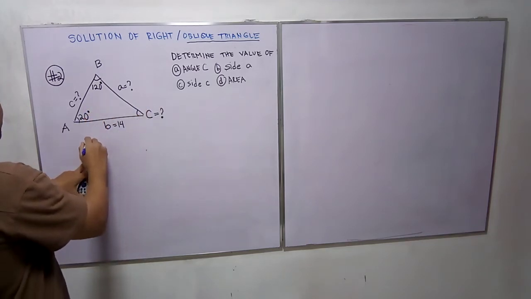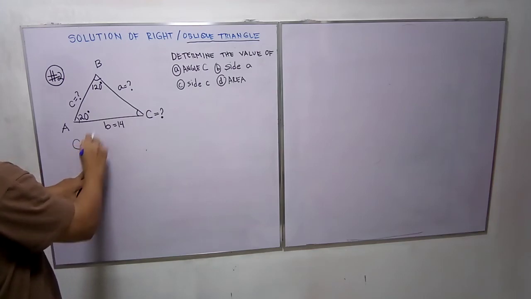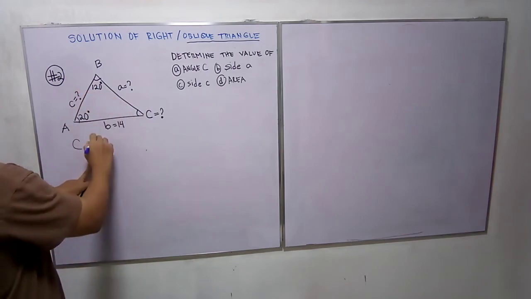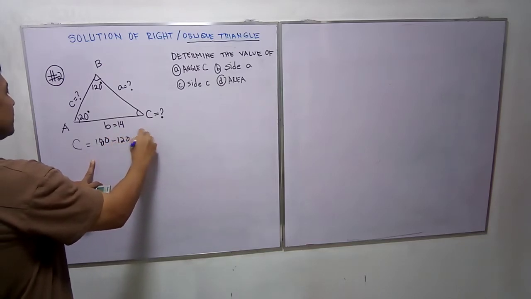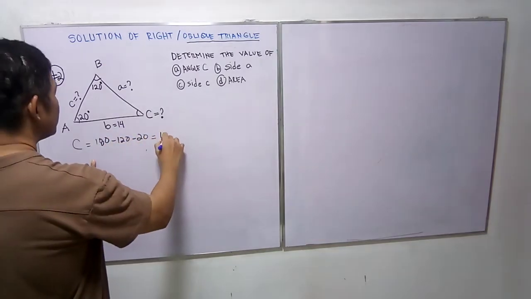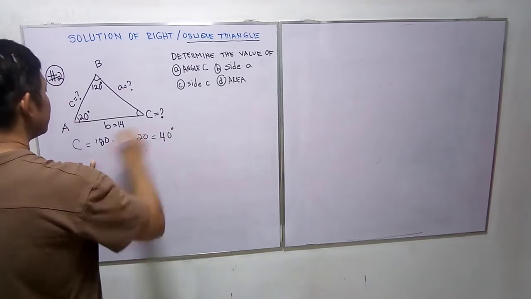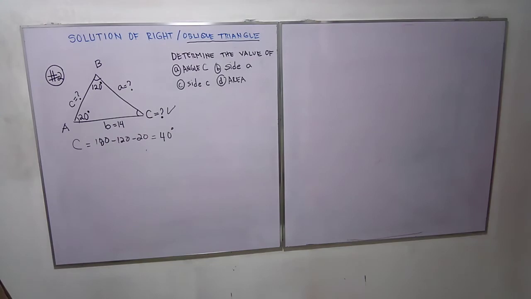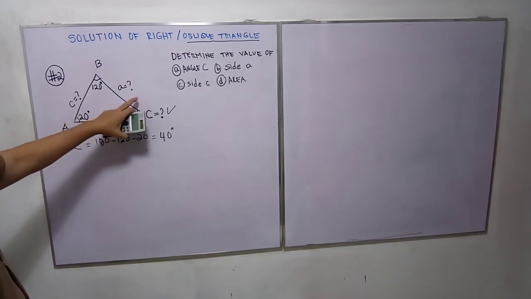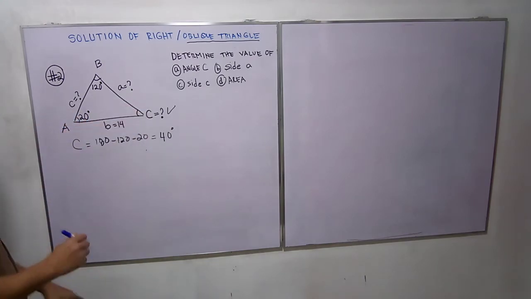Therefore, yung angle C, kita-kita na kasi yung total nito ay 180 degrees. Equals to 180 minus 120 minus 20. Lalabas is equals to 40 degrees. So, okay na yung angle C, no? Dalawang angle na lang. Therefore, pwede nating ipasok sa sine law.